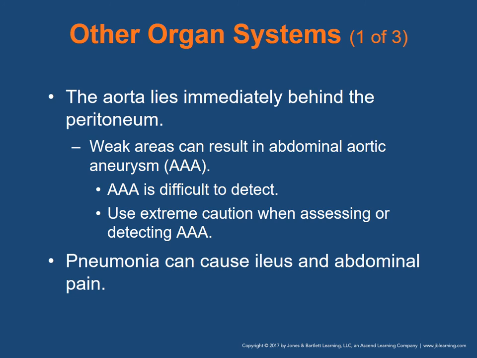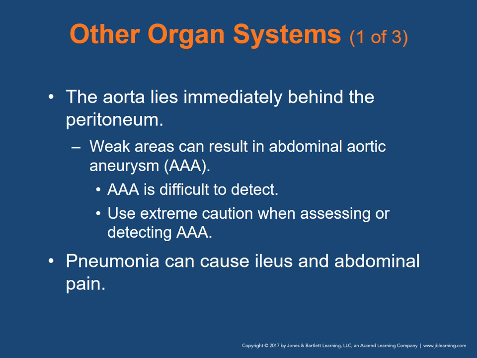Other organ systems, the aorta lies immediately behind the peritoneum. Weak areas can result in abdominal aortic aneurysms, or AAAs. AAAs are very difficult to detect. Use extreme caution when assessing or detecting a AAA.